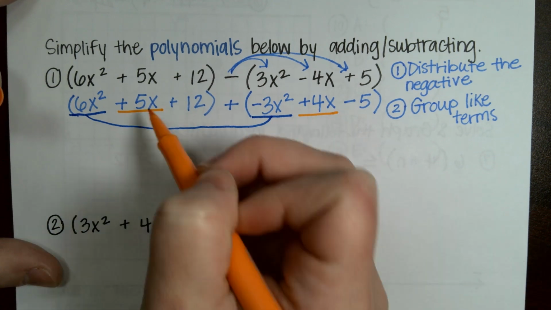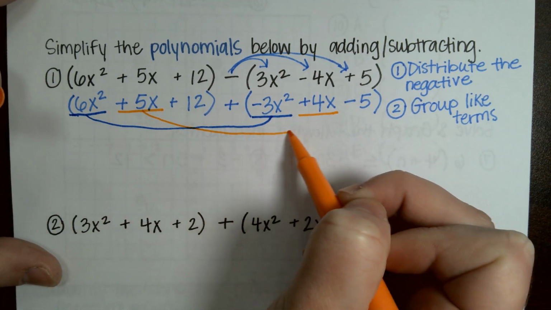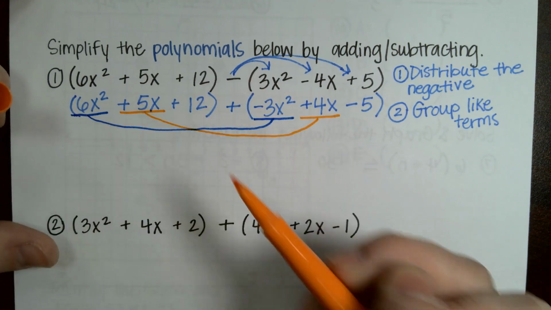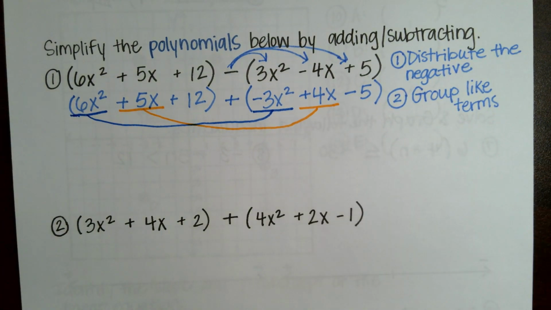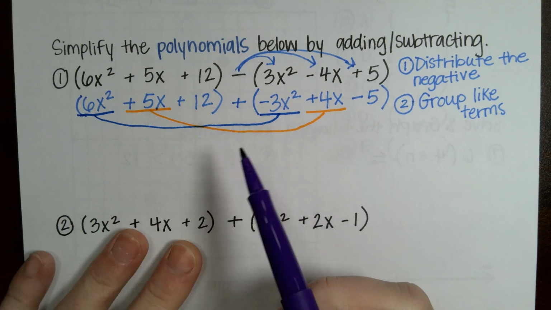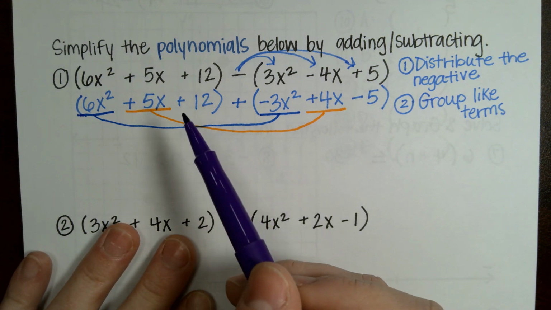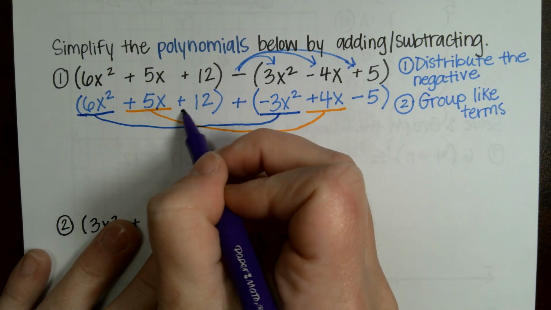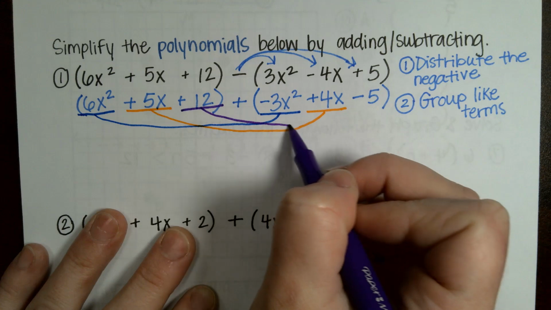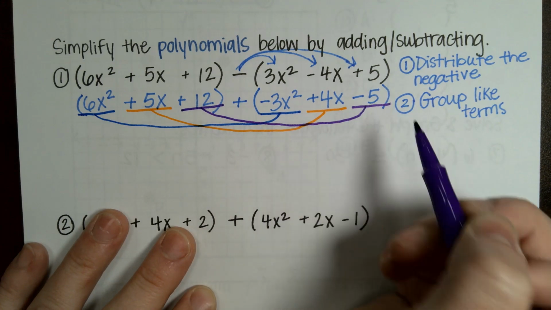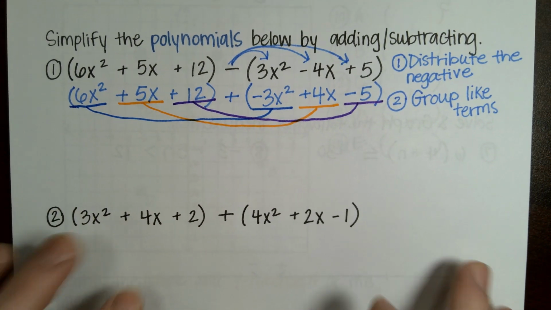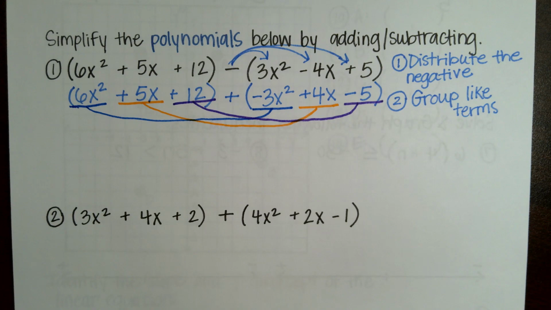4x. Good. So I'll draw a line connecting those. Now if you can do this part in your head, that's fine. I'm not expecting you to have to draw these lines out, but I'm just giving you a visual guide for a refresher. And what's our last set of terms? 12. Yeah, I've got 12 here, and I've got -5 over here. So we've just grouped our like terms.